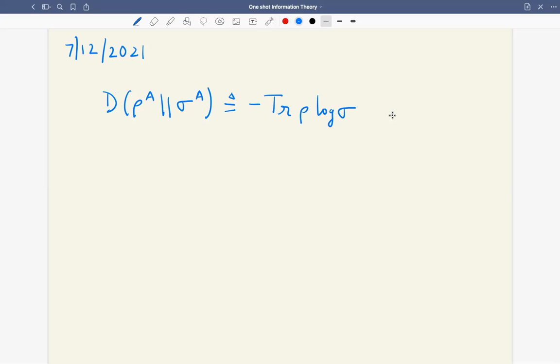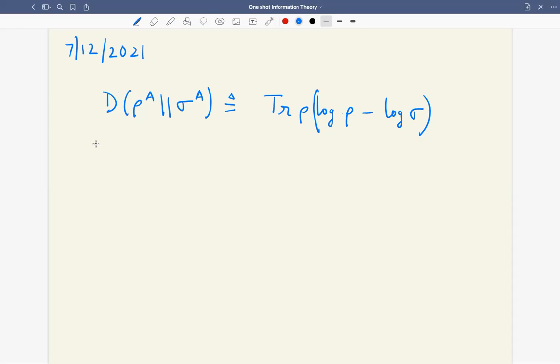Oh, sorry. What am I writing? I only wrote half the definition. So this is the correct definition: trace of rho log rho minus trace of rho log sigma. I just collected it up and wrote it in this nice form. So this is actually the classical definition only. Let's spend a minute and see that.